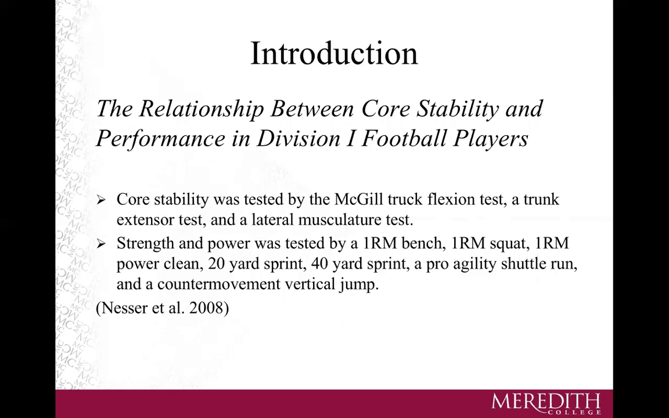And then the last one, the lateral musculature test, is done with the participant in a full side bridge position, and failure of the test occurs when the person loses their straight back posture or their hips return to the ground. In this study, strength and power were tested by 1RM bench, 1RM squat, 1RM power clean, 20-yard sprint, 40-yard sprint, a pro agility shuttle run, and a counter movement vertical jump. For those of you who don't know, 1RM stands for repetition maximum, and it's the maximum amount of weight that one can lift for any given exercise.